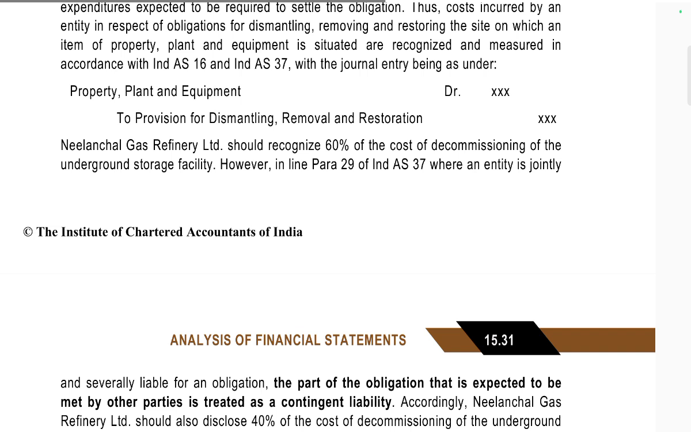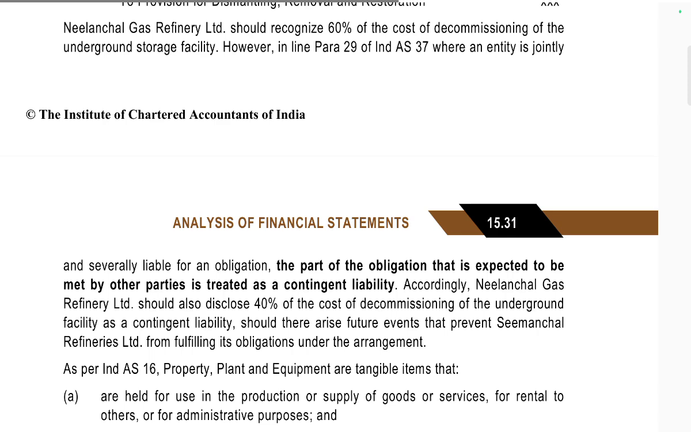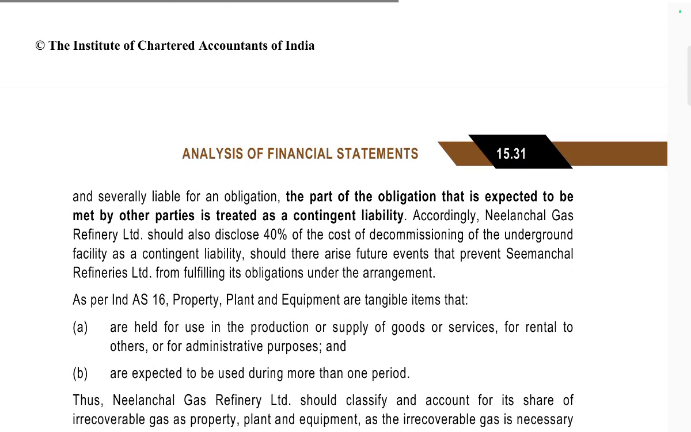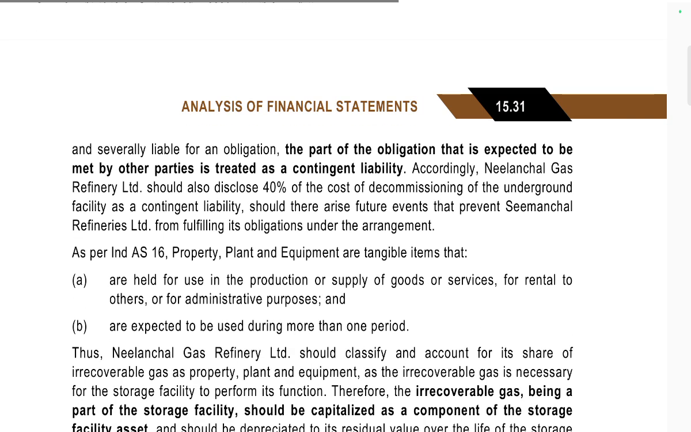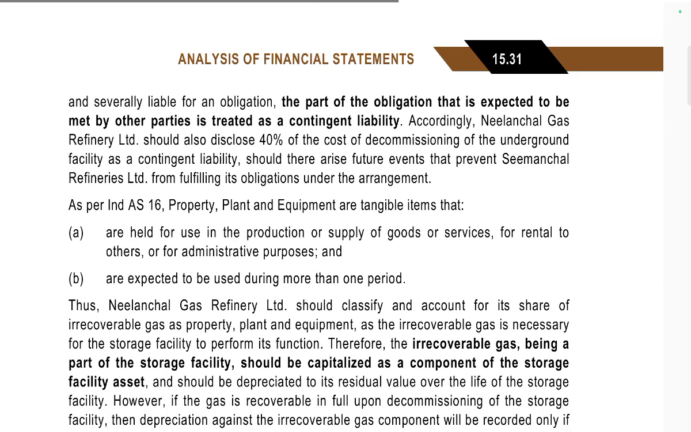Neelachal Gas Refineries should recognize 60% of the cost of decommissioning of the underground storage facility. However, as per para 39 of Ind AS 37, where the entity is jointly and severally liable for the obligation, Neelachal Gas Refineries should also recognize the 40% of the cost of decommissioning of the underground facility as a contingent liability, arising from events preventing Seamanchal Refineries from fulfilling its obligation under the agreement.